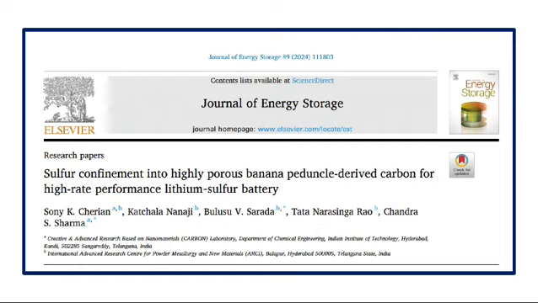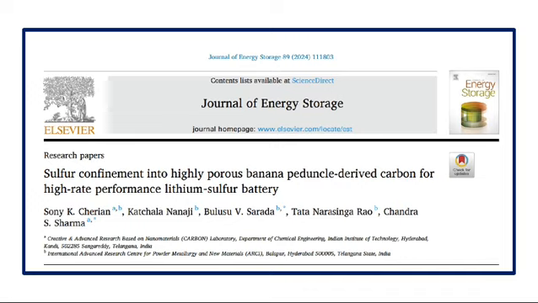Today I am going to explain one of my thesis works, that is sulfur confinement into highly porous banana peduncle-derived carbon for high rate performance lithium sulfur battery. My PhD thesis is focusing on the development of cathode matrix for lithium sulfur battery. In this work, I used banana peduncle, a waste material, as the precursor for developing the carbon source, and I used that carbon matrix for the sulfur incorporation and used it as cathode in lithium sulfur battery.